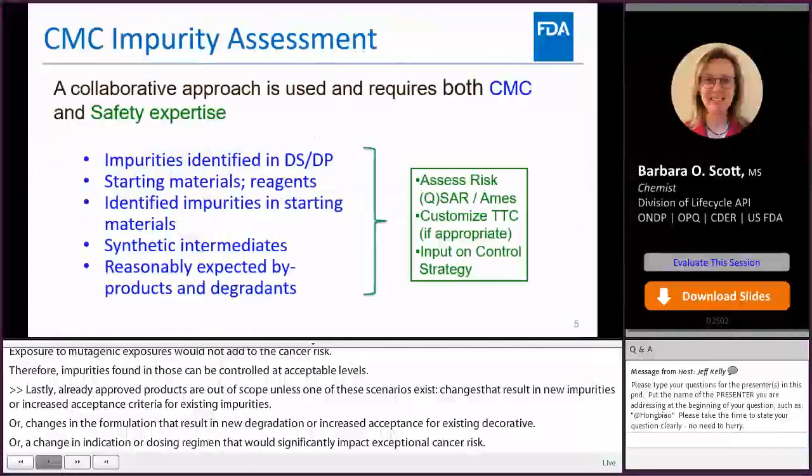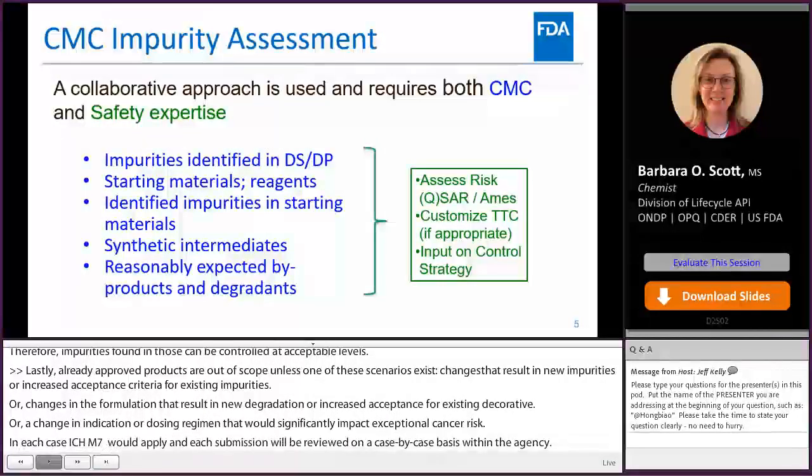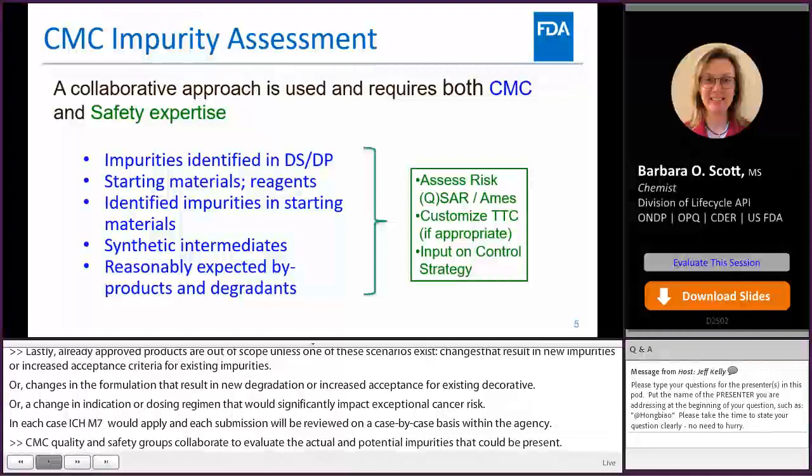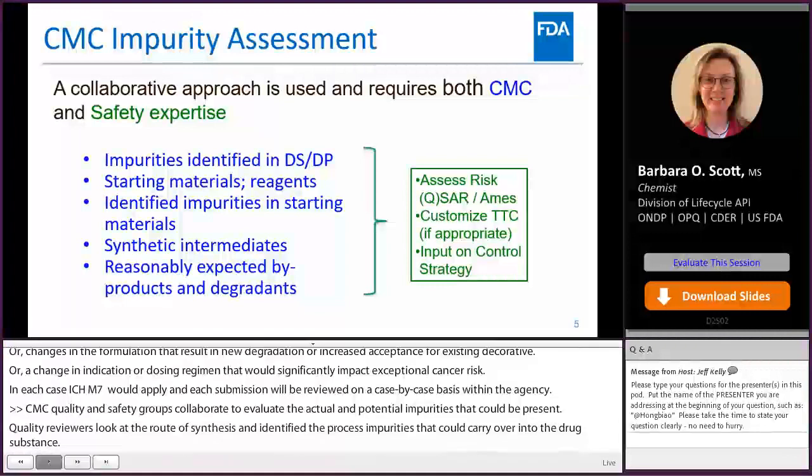CMC quality and safety groups at the agency collaborate to evaluate the actual and potential impurities that could be present in both drug substances and drug products. Quality reviewers look at the route of synthesis of the drug substance and identify the process impurities that could carry over into the drug substance. They also assess the stability of the drug substance to determine what degradants are likely to form and whether or not they are present in the drug product.